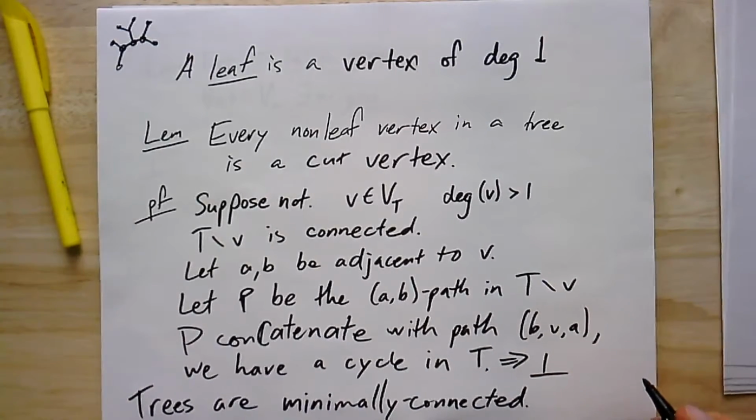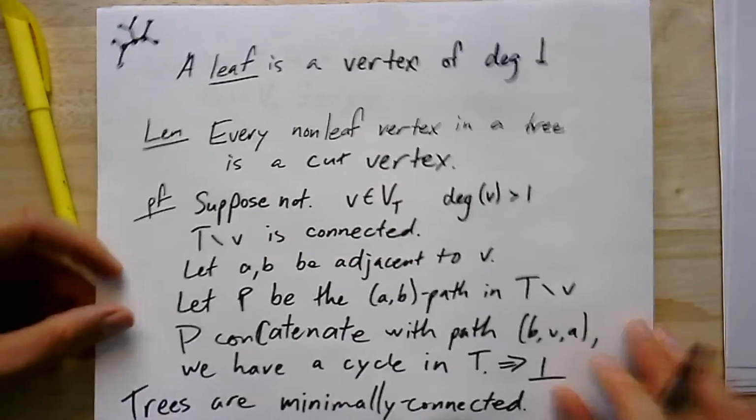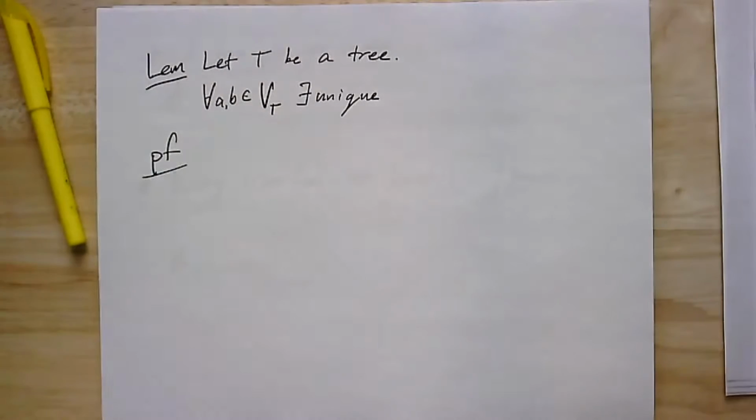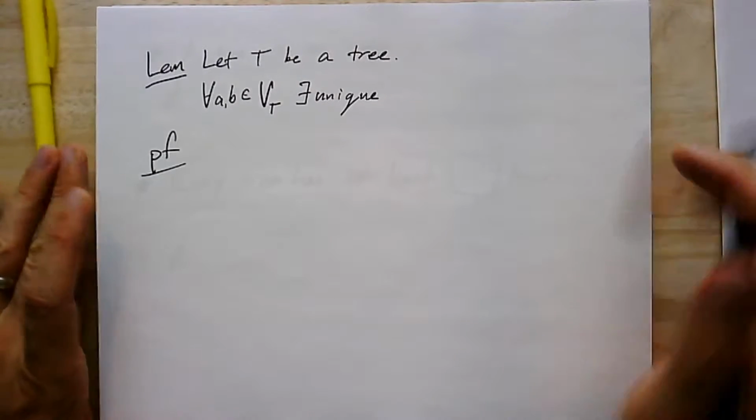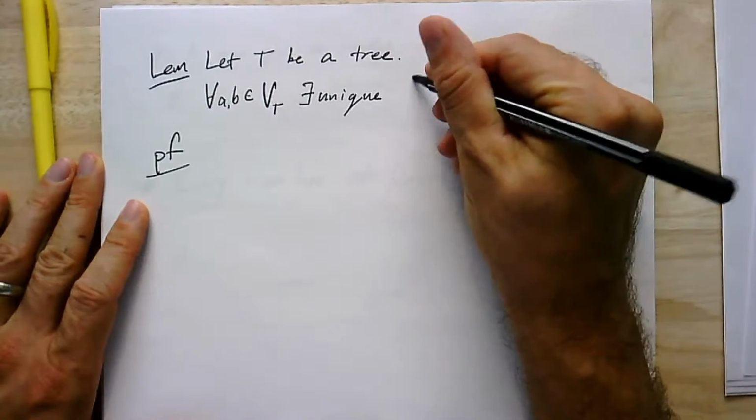If it's not one of the leaves, every one of the vertices will separate it into multiple pieces. Let's prove some more facts about trees. So if I have a tree, let's call it T, I claim that for every pair of vertices in the tree, there's going to be a unique path between them.